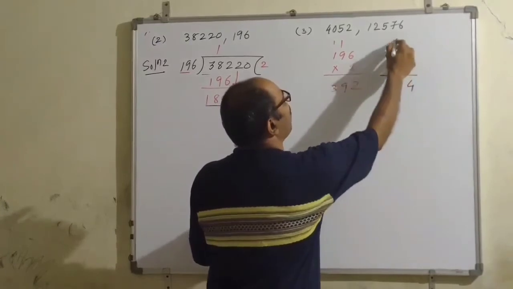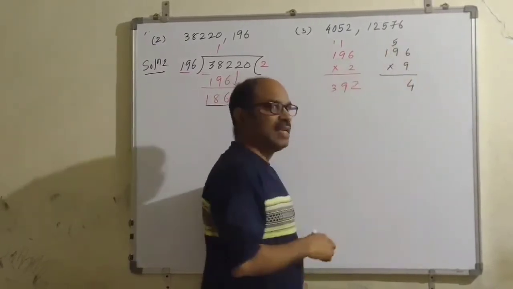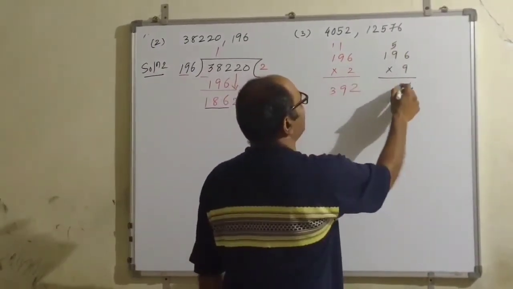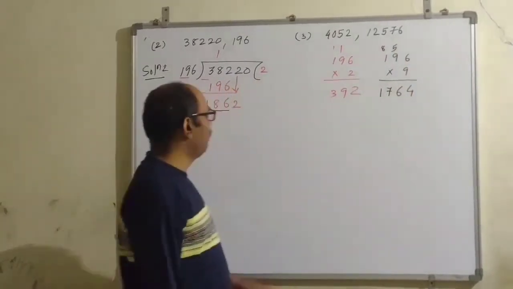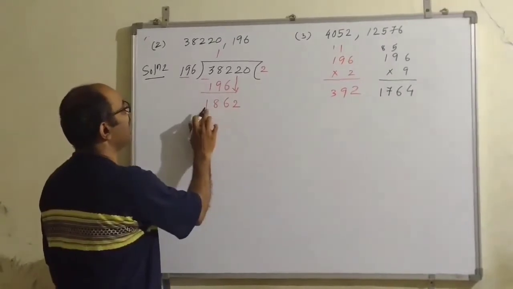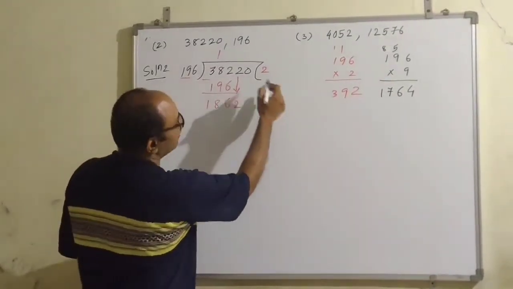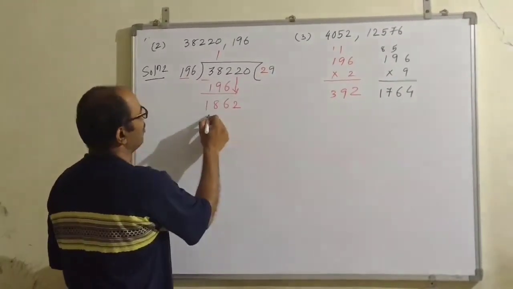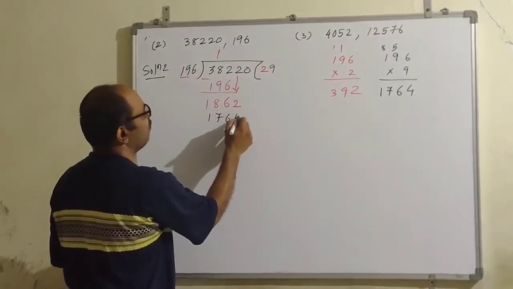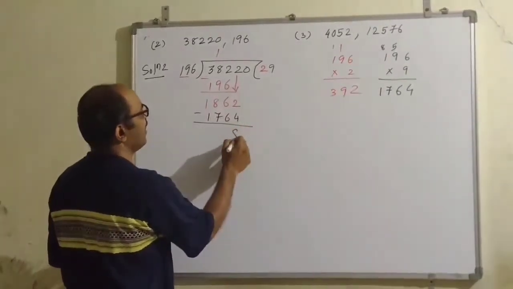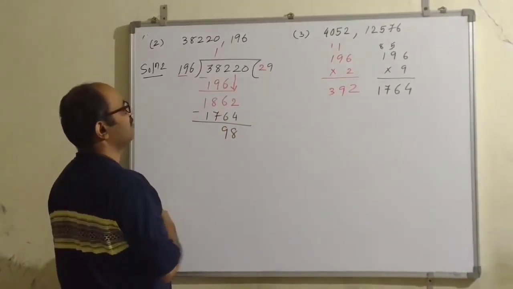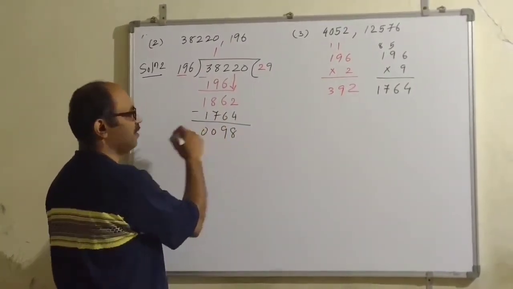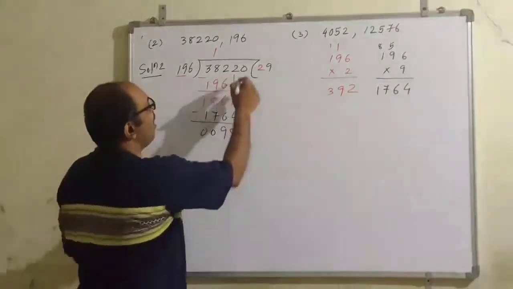9 6s are 54, 5. 9 9s are 81. 81 plus 5 is 86. Carried over 8. And that is 17. Fine. That is okay. So 196 9s are how much? 1764. Subtract. This is 8. 15 minus 6 is 9. And this is 0 and 0. One more digit is left out.